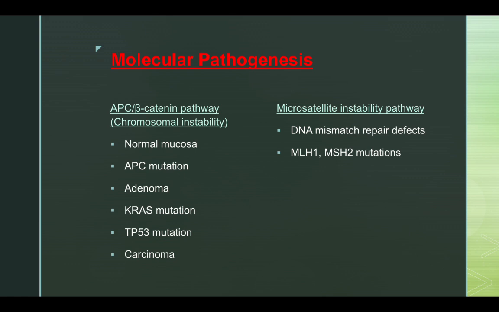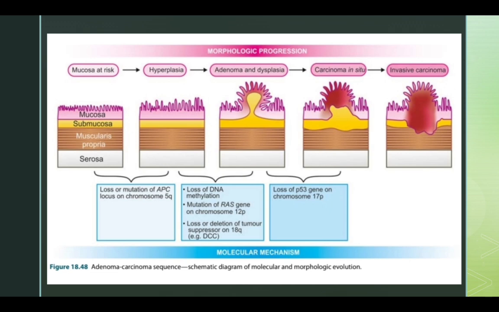The other pathway is the microsatellite instability pathway, where there is DNA mismatch repair defects and MLH1, MSH2 mutations. This is the diagram of pathogenesis of the adenocarcinoma of colon. It is also known as adenoma carcinoma sequence.